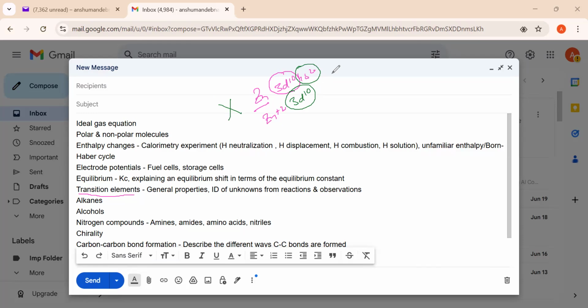Transition metals are those which, number one, have variable valencies, and which have colored compounds. Zinc is not colored, it's white, but copper is a transition metal. Third, they can be used as catalysts. Fourth, they have magnetic properties.